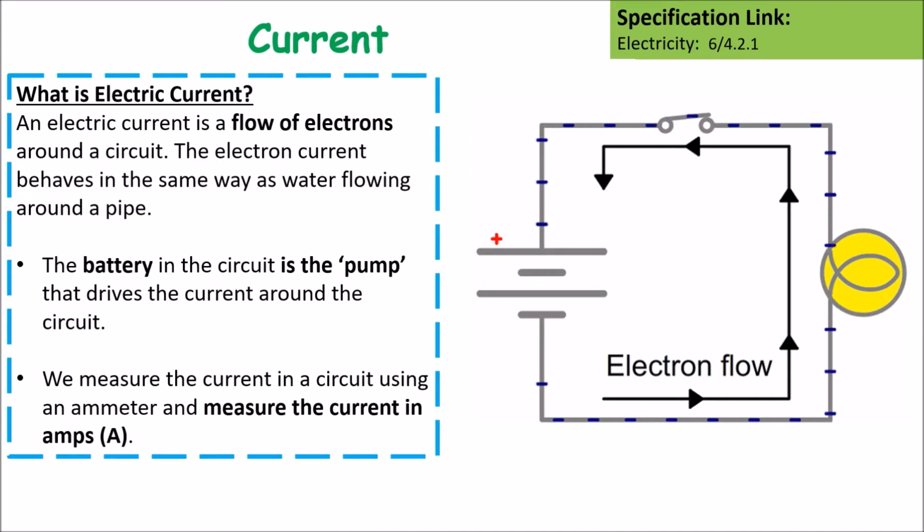So an electric current is the flow of electrons around the circuit. So the electron current behaves in the same way as water flowing around a pipe. So the battery in this circuit would be the pump that drives the current around the circuit. So we measure the current in a circuit using an ammeter, and we measure it in amps.